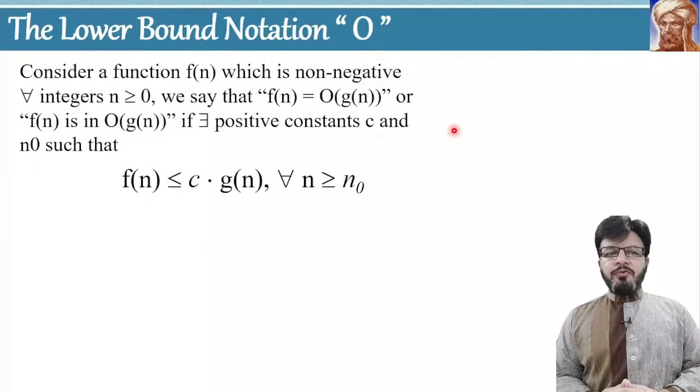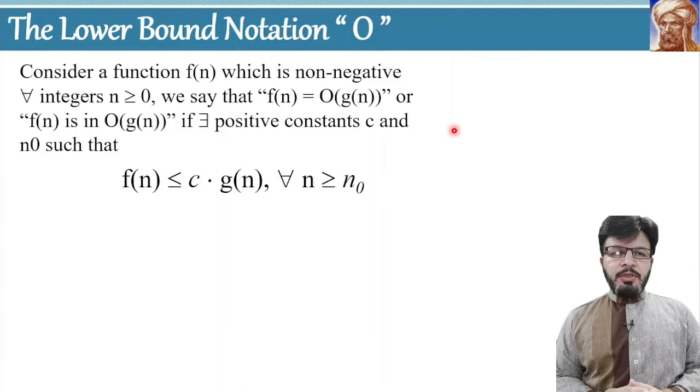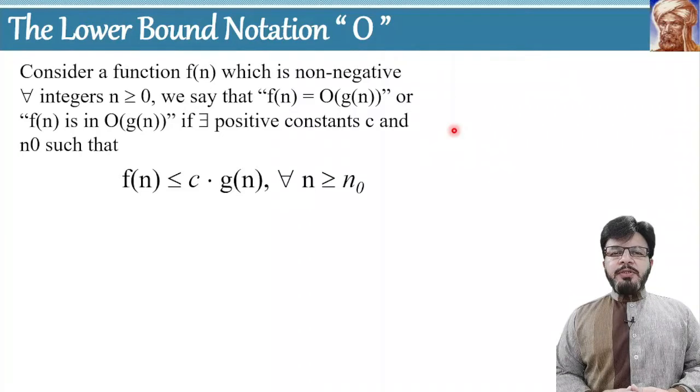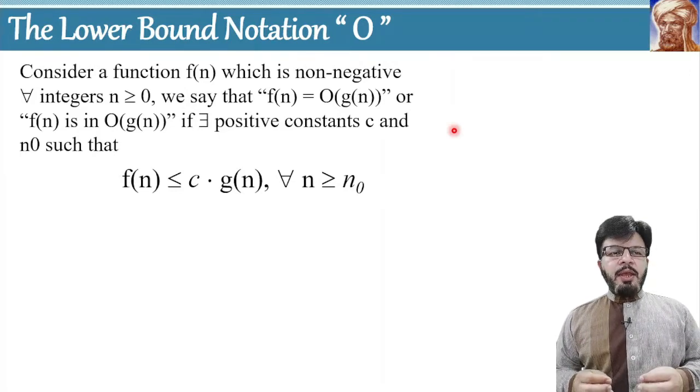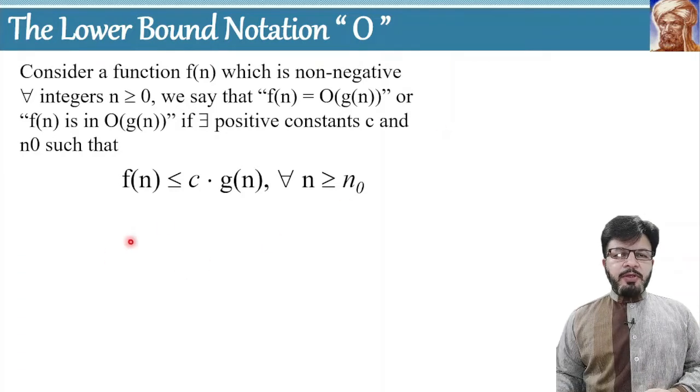So here's the definition of big O or upper bound notation. Consider a function f of n which is non-negative for all integers n greater than or equal to 0. We say that f of n is equal to big O of g of n, or in other words we can say f of n is in big O of g of n, or even you can say f of n belongs to big O of g of n if there exist positive constants c and n naught such that f of n is less than or equal to c multiplied by g of n for all n greater than or equal to n naught. So this is the definition of big O.